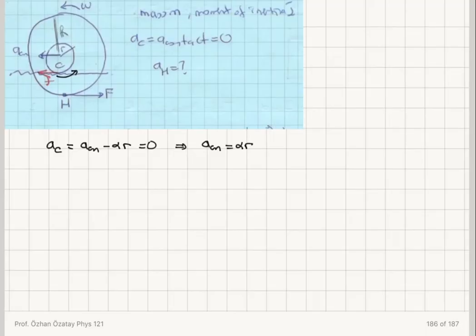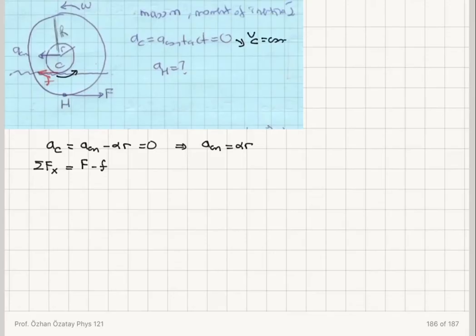Okay. Now I would like to determine the force of friction, because it's unknown, and in order to do that I'm going to use Newton's second law. The net external force in the x direction is F minus force of friction. Okay.